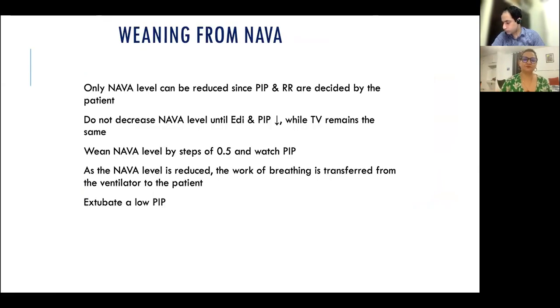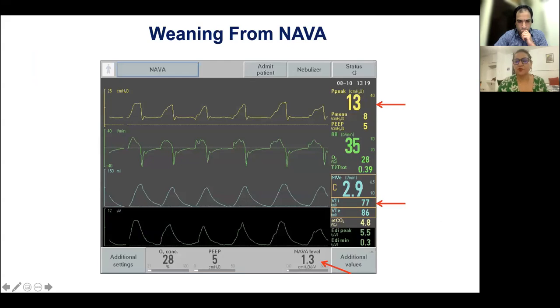So what does it mean? PIP and the respiratory rate are decided by the patient, so the only thing you can reduce is the NAVA level. So when do you reduce? When your EDI and PIP have reduced while the tidal volume remains the same. So you see your EDI has reduced, your PIP has reduced, but your tidal volume is good.